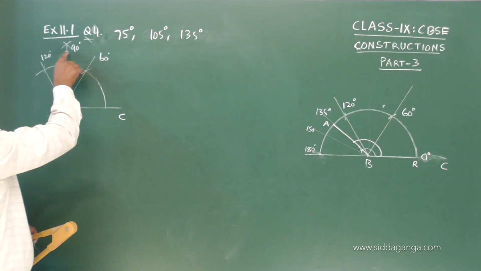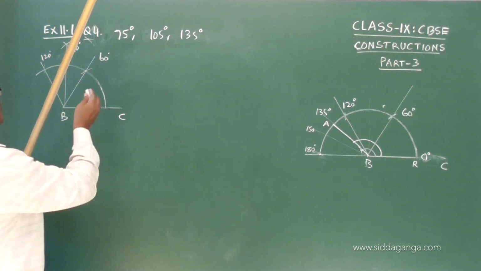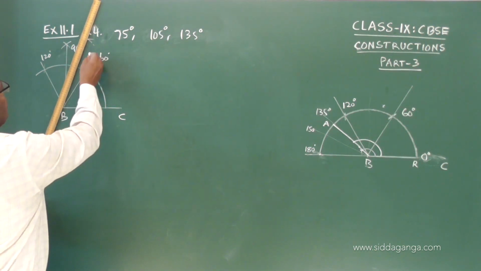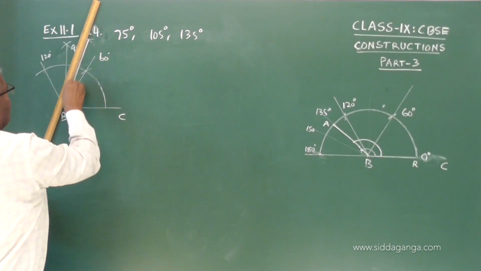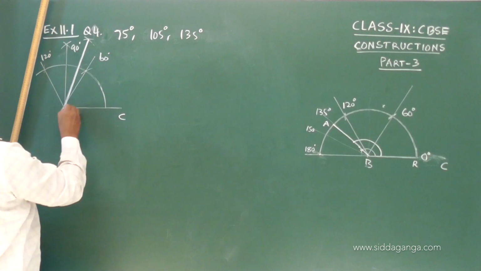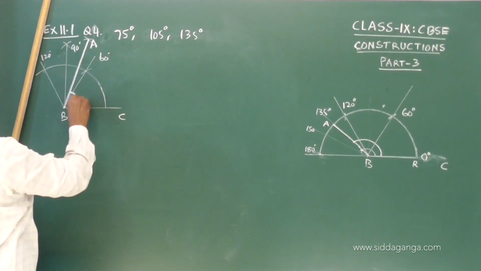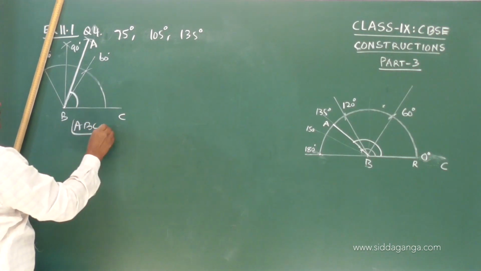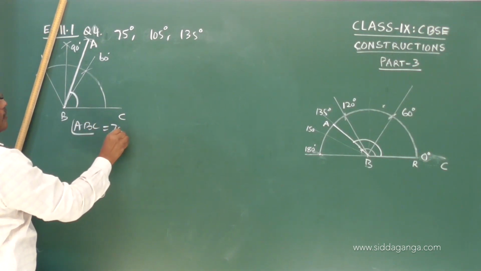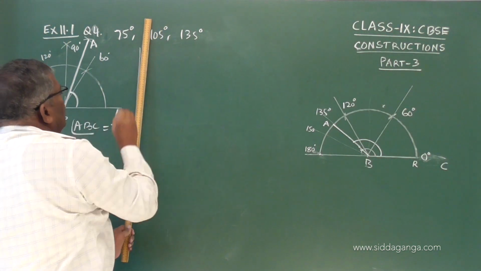So from here to here it is 30 degrees. If I divide it, you will get 15 degrees, which we will add to this. So therefore this is the required angle. I will draw it light and thinner. This is point A, so points A, B, C, angle ABC is equal to 75 degrees. So this completes the first one.